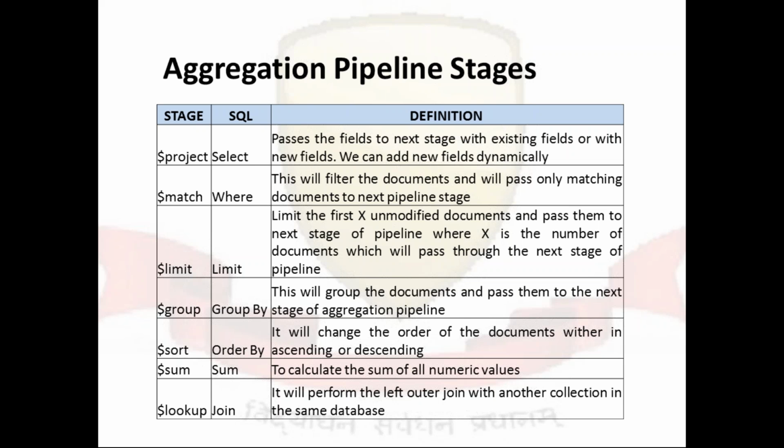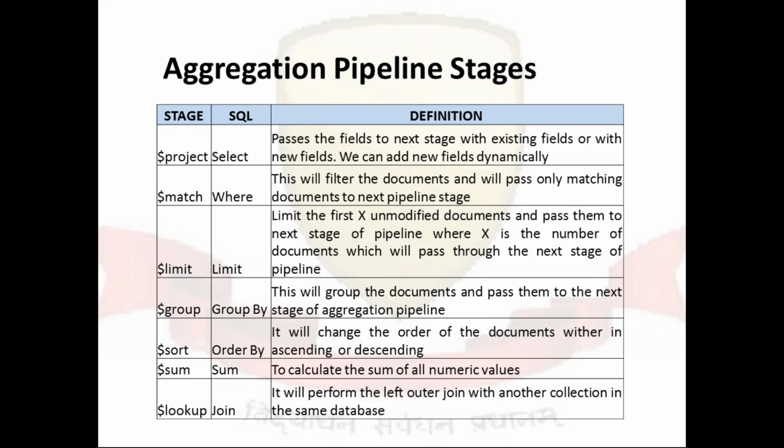Similarly, we have $match, which is equivalent to the where clause, and this will filter the documents and pass only the matching documents to the next pipeline stage. Then we have $limit, which is equivalent to the limit function in SQL. This limits the first X unmodified documents and passes them to the next stage of the pipeline, where X is the number of documents which will pass to the next stage.